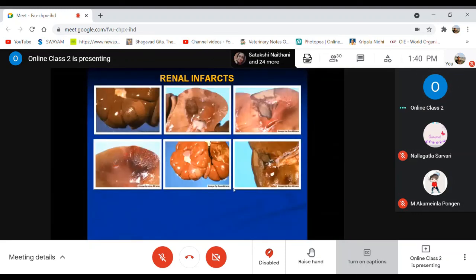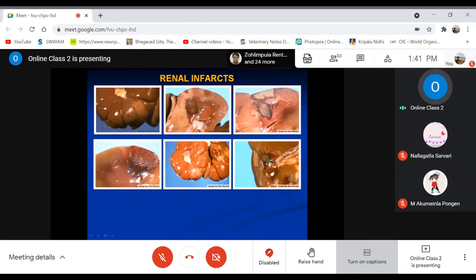Okay. So these are some of the pictures I'm just showing about infarction, as we have already learned. Ischemic necrosis. In general pathology, under the name of infarction also, what is infarction and all this we have already discussed in general pathology, right?